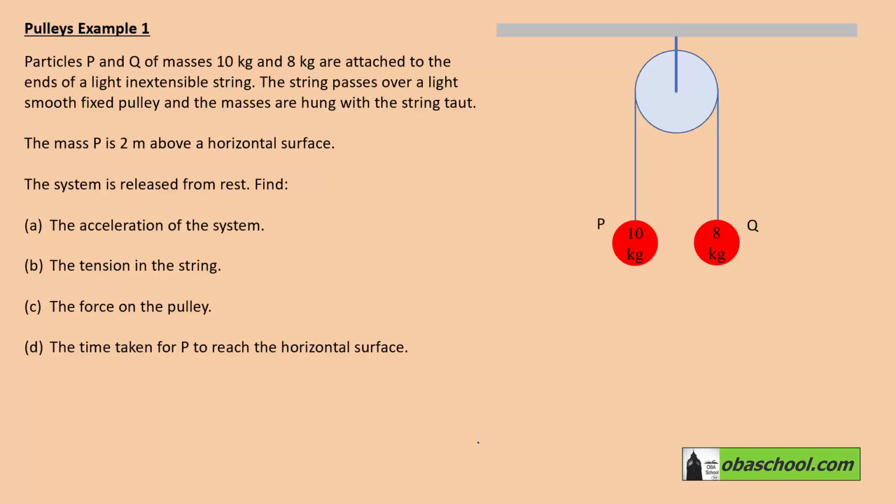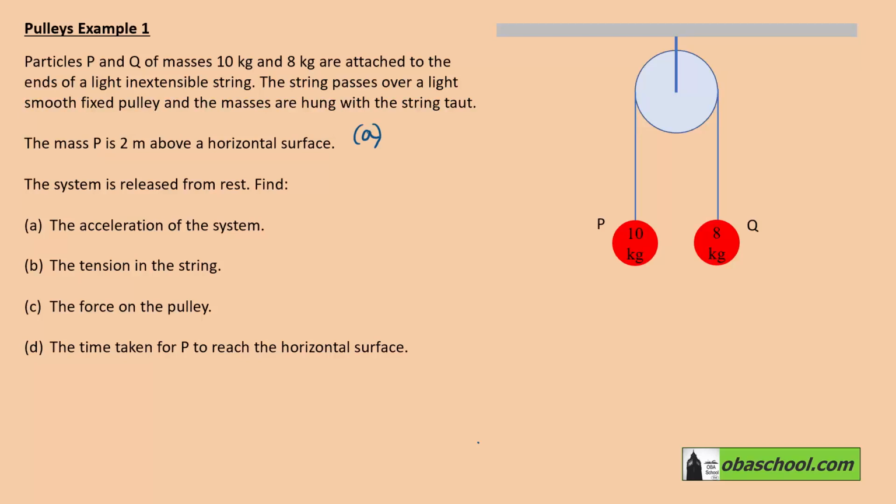The mass P is 2 meters above a horizontal surface. We'll come on to that shortly. The system is released from rest. We want to find the acceleration of the system and the tension in the string, and those two things can be done first, and we'll worry about C and D in a moment. So let's look at A.